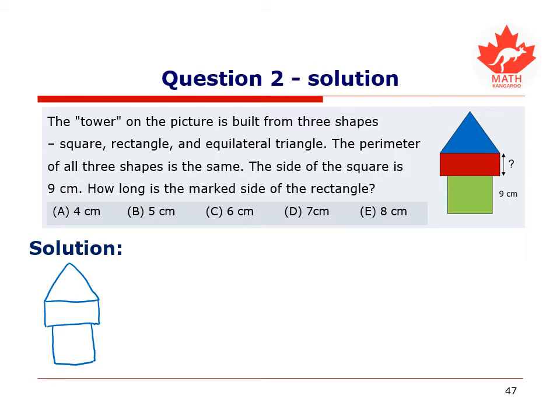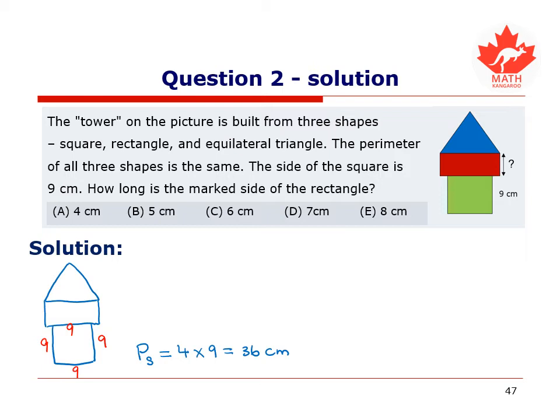And we're given that one of the sides of the square is 9 centimeters. This is 9 centimeters. Because we're dealing with a square, that means that all 4 sides of the square have a length of 9 centimeters. We can then work out the perimeter of the square. So the perimeter of our square is 4 times 9, which is 36 centimeters.